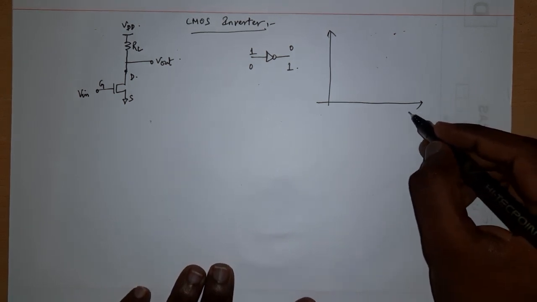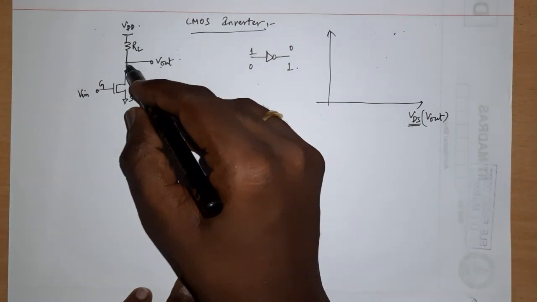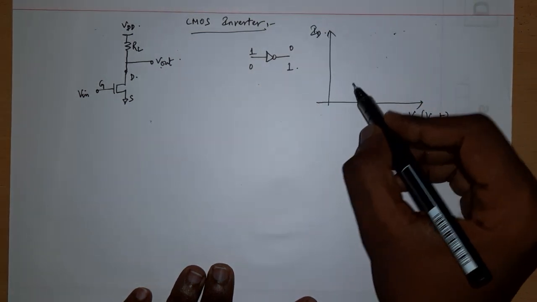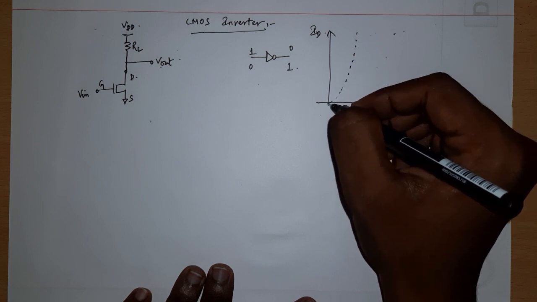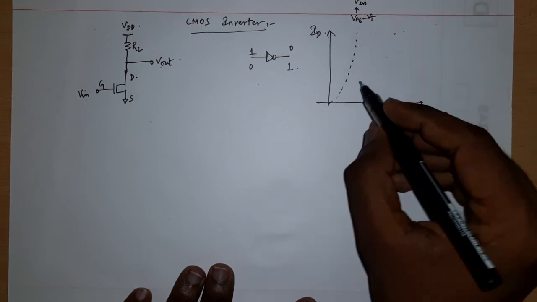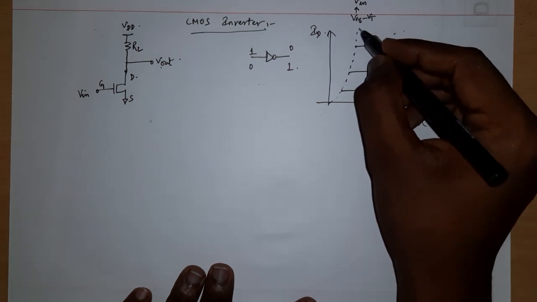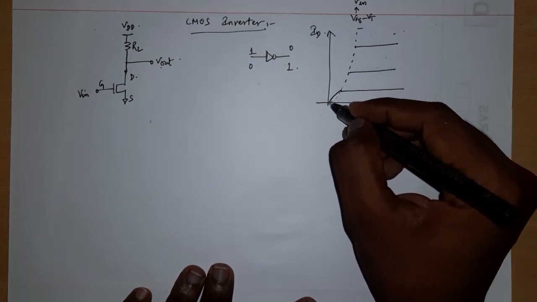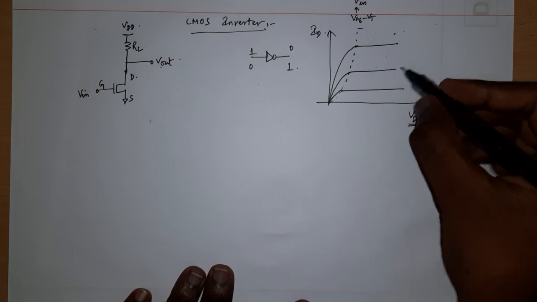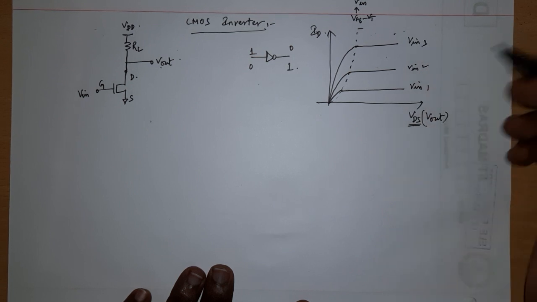So let me draw the output characteristics. VDS, in this case, is nothing but Vout, right? D and S is grounded, so VDS is Vout. And let me draw the ID of the MOSFET. I know that there will be some kind of a parabola line, VGS minus VT, and VGS is Vn. Beyond which the current will saturate, and it goes on like that. Now this is Vn1, Vn2, Vn3, and so on and so forth.